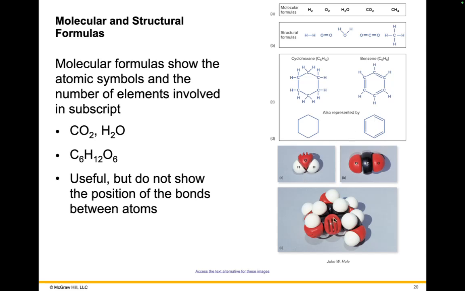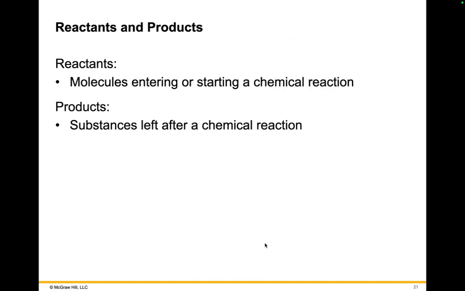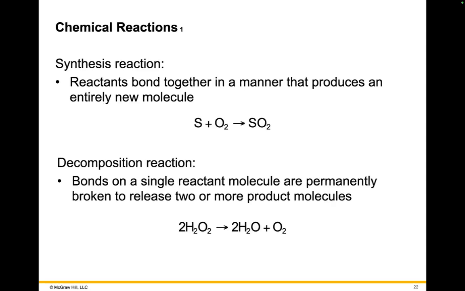And here's the space filling picture of some of these. So this is water, this is CO2, and this is C6H12O6. We have to talk about reactants and products when we talk about chemistry because the reactants are the molecules that are starting the chemical reaction, and the products are what are created or left after a chemical reaction. They are produced.